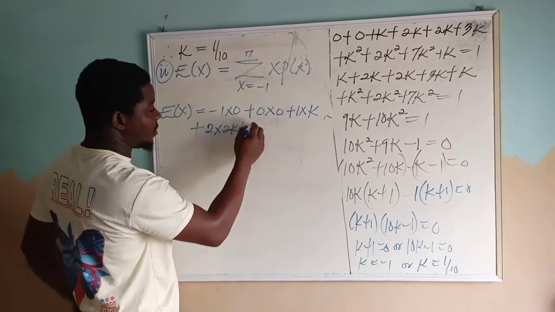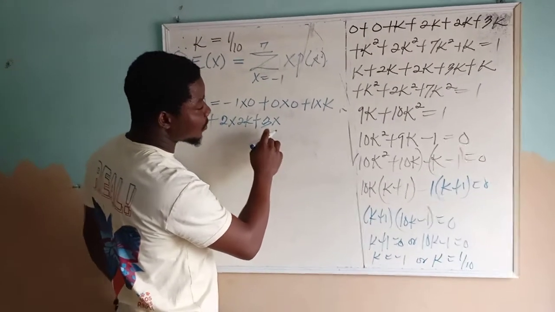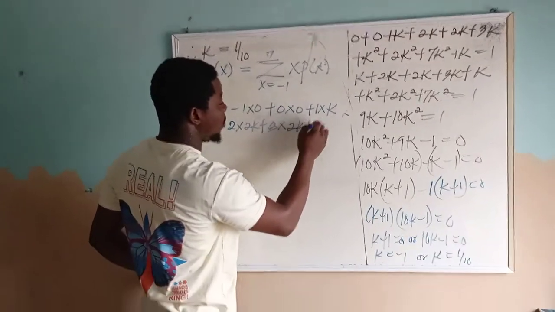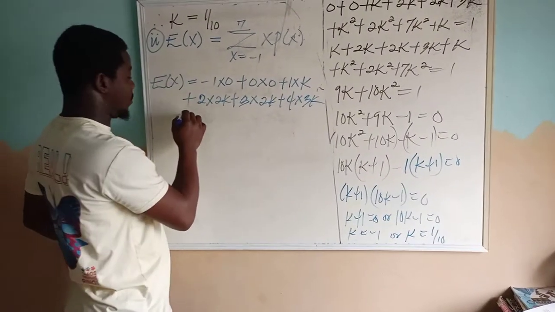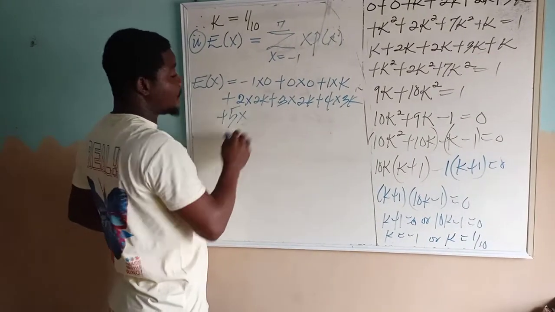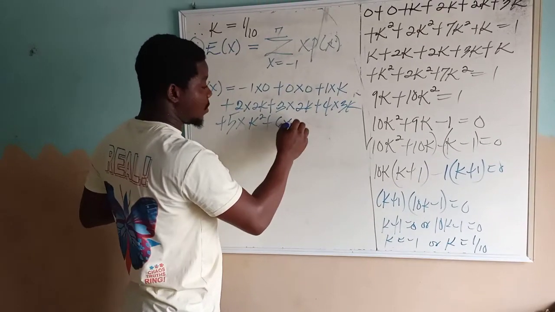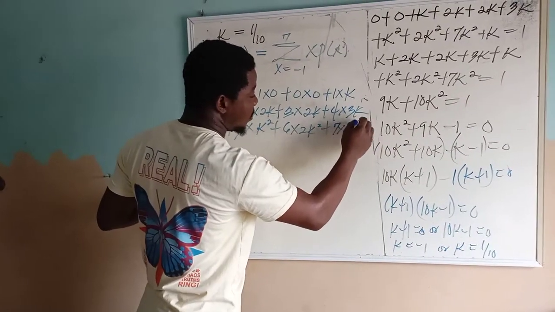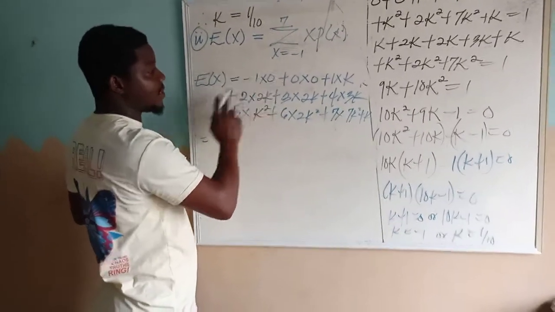plus, I think 2 again, is it 2, sorry, 3 this time around, times 2k, after 2k we have another 2k, plus 4 times, I think 3k now, and then plus 5 times, after 3k I think we have k squared, plus 6 times 2k squared, plus 7 times 7k squared plus k.